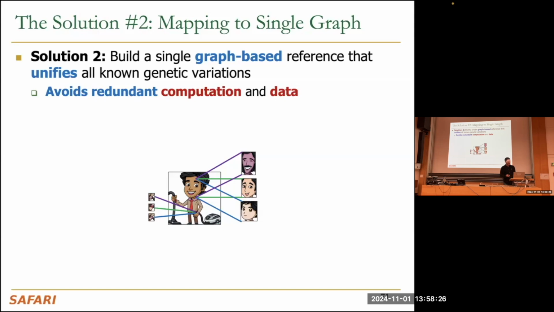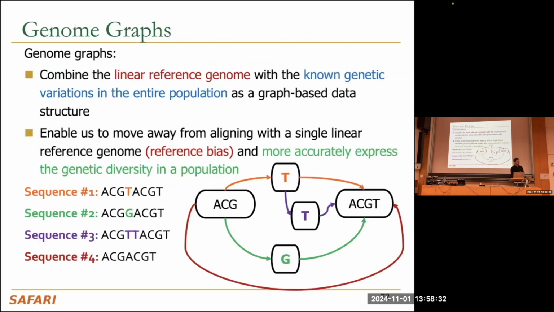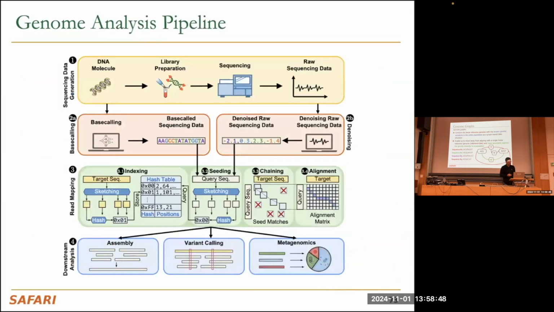So this is basically the idea behind using a graph to represent the reference genomes. And this is essentially a recent approach that the field is moving towards, and we're also interested in these directions. And this is essentially how the genome graph would look like to represent many different variations that a single reference genome cannot represent. So this is the read mapping step.